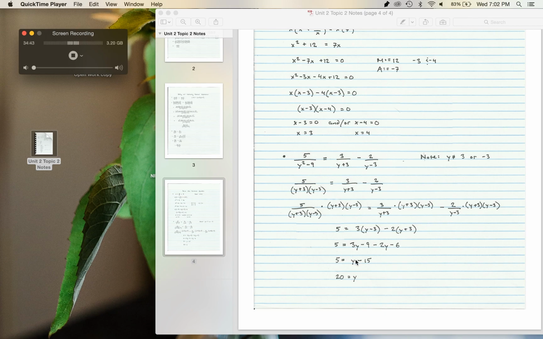To solve for y, I will add 15 to both sides, and 5 plus 15 is 20, and I've found that y equals 20. And 20 is okay because 20 is not one of the numbers that we decided y couldn't be, the numbers that would make our equation undefined. So our solution to this rational equation is y equals 20.